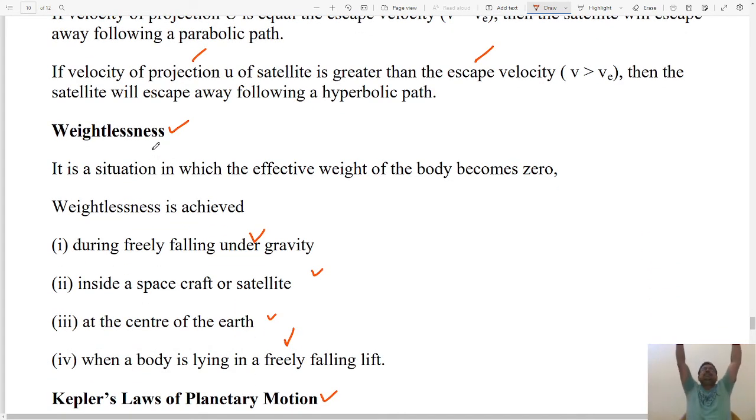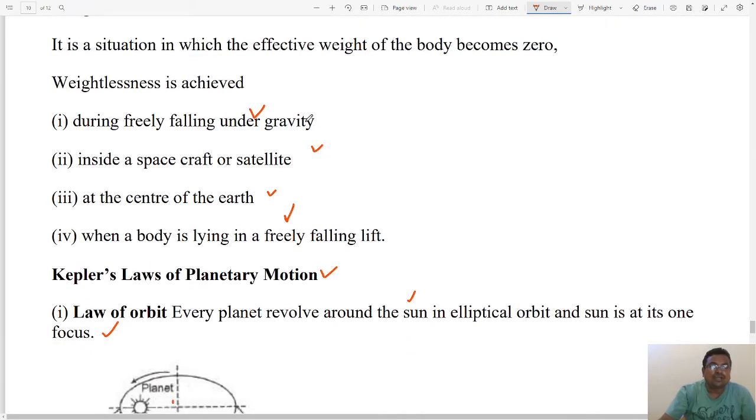Weightlessness. Somebody is falling from a height, from a helicopter. A person is coming down under gravity. That condition is called weightlessness. It is the situation in which weight becomes zero, freely falling under gravity inside space and satellites. We feel weightlessness in a satellite, inside a spacecraft, and at the center of Earth.